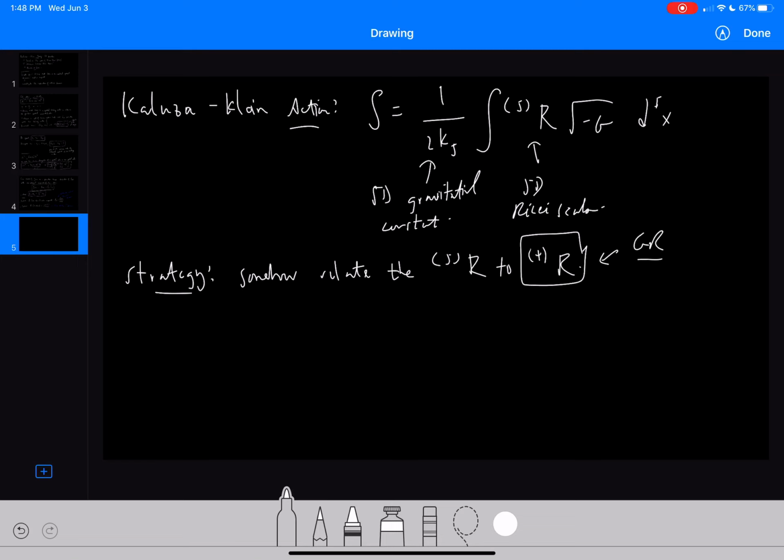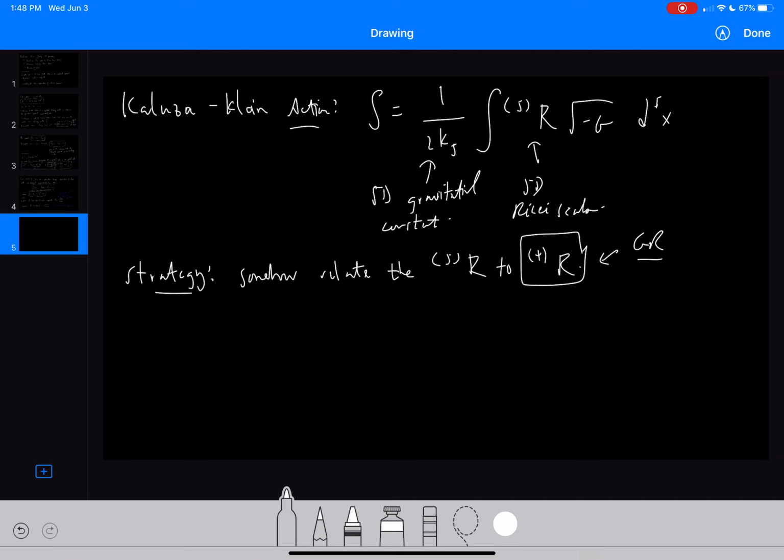So Einstein's gravity is based on the fourth dimensional Ricci scalar, but in our Kaluza-Klein action, we have a fifth dimensional Ricci scalar. So what we need then is somehow to relate the two, and what we will find as we do that is some very interesting, very beautiful result that results from relating the fifth dimensional Ricci scalar to the fourth dimensional Ricci scalar.